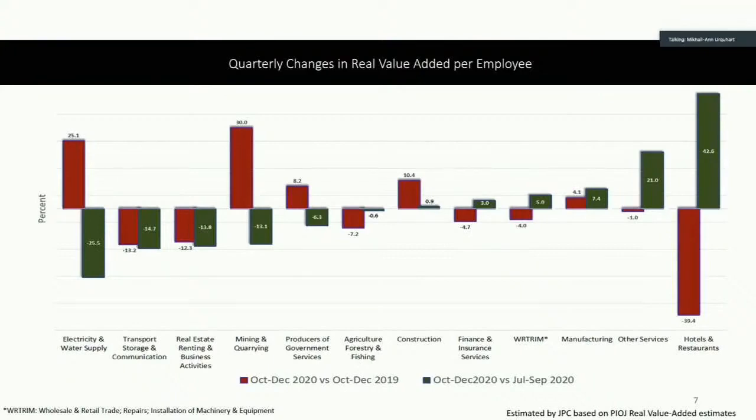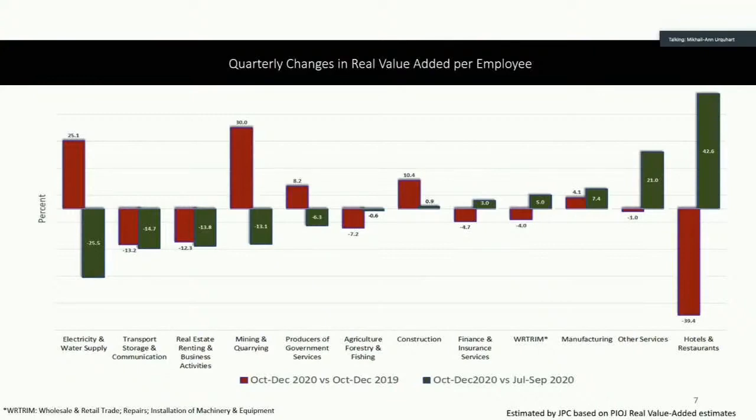However, if we look now at the quarterly changes, we find that hotels and restaurants registered an anticipated increase in output per worker, largely due to a movement towards recovery as it relates to the number of tourist arrivals. We also saw an increase in output per worker for industries such as manufacturing and other services.